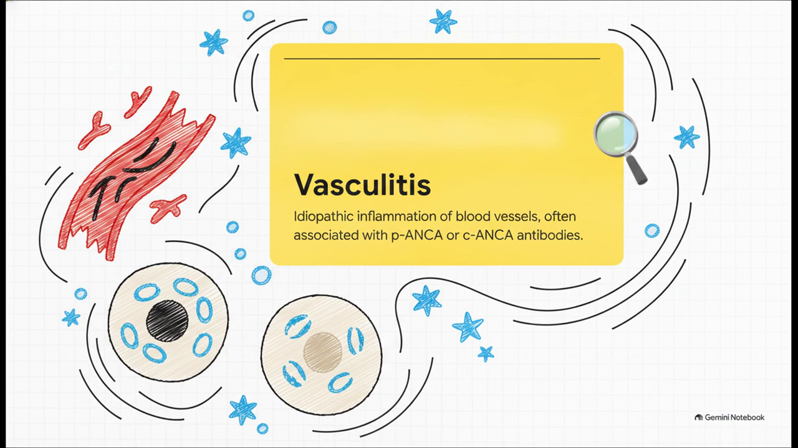They come in 2 main flavors: P-ANCA, which deposit tightly around the nucleus, and C-ANCA, which are scattered throughout the entire cytoplasm. These rogue antibodies are the invisible drivers behind many of the dangerous diseases we're about to dive into.